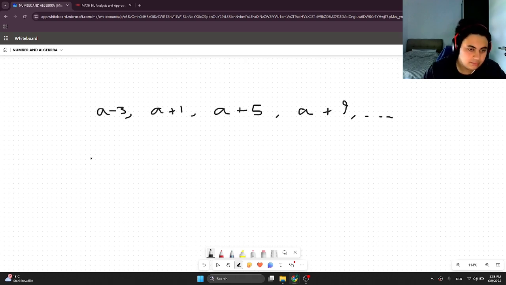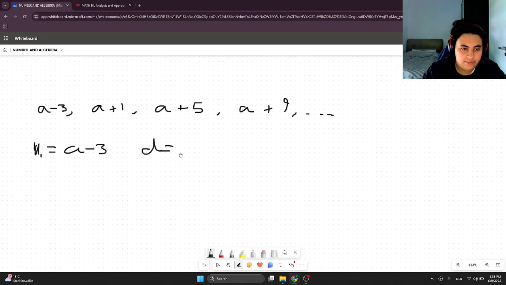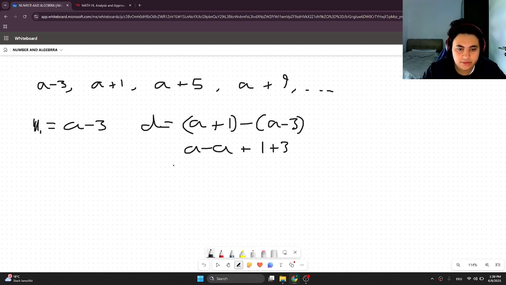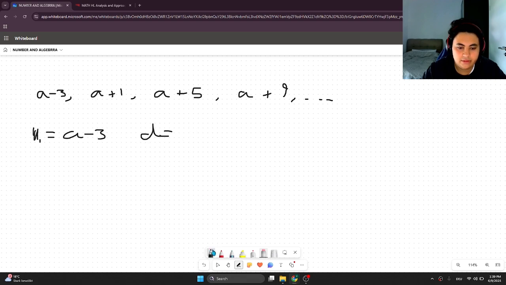So now for this one. The first term we know is a minus 3. Yeah, this is the first term of the whole sequence. Then you have the common difference. For the common difference, I'll actually write it out this time. So we say a plus 1 minus (a minus 3). We'll do the common terms: a minus a, and then plus 1 minus 3, so it's 1 plus 3. These two cancel out, and then 1 plus 3, so the common difference is equal to 4. Good.